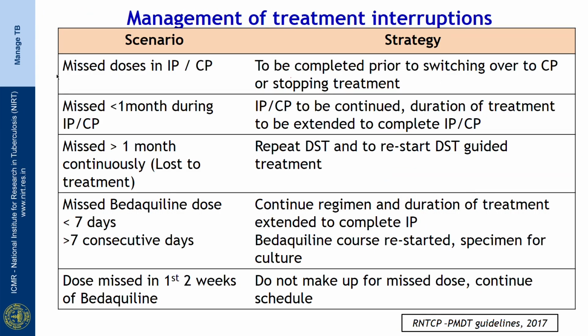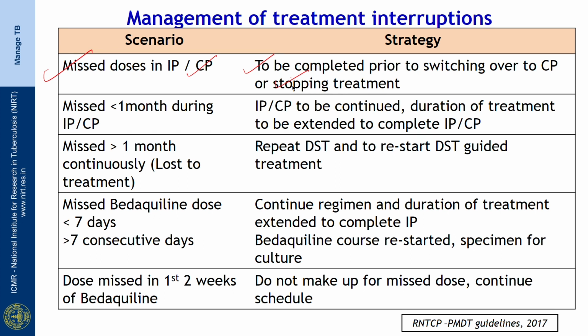The regimen for drug resistant TB is for a longer duration. So, it is very important that we know about management of treatment interruptions. If the patient misses doses in intensive phase, they have to be completed prior to switching over to continuation phase. Missed doses in continuation phase have to be completed prior to stopping treatment.